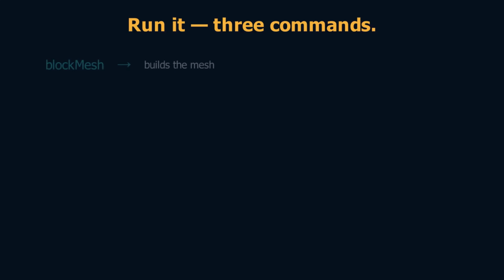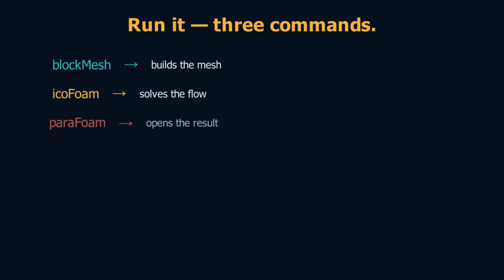blockMesh reads the geometry and builds the grid of cells. icoFoam is the solver. It marches the incompressible equations forward until the flow settles. Watch the numbers scroll, those are residuals, and we'll read them properly in episode 6. And paraFoam launches ParaView to visualize what we just computed.